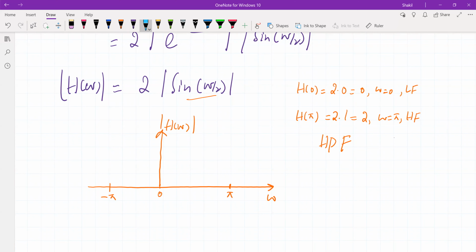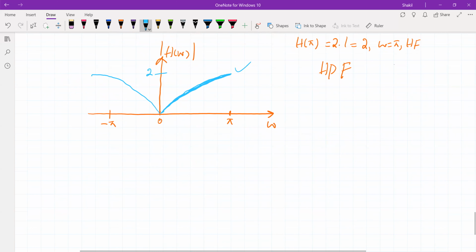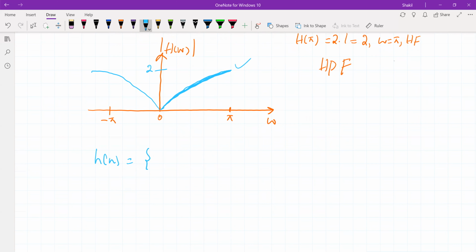So the frequency response of this looks something like this. You can plot it yourself and check. In the same way, it will be true for negative values, and as we are taking the magnitude here, it will look something like this. So this is the frequency response of this system. You can check it yourself and verify. In MATLAB, plot it from minus pi to pi. This will be the response of this system.